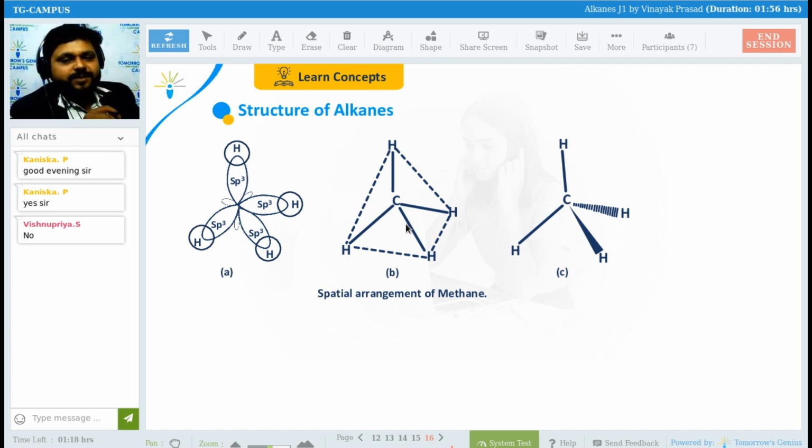So now we are going to see the structures of alkanes. How is the structure of an alkane? You can see the spatial arrangement of methane here: carbon and four hydrogens. Can we say this is square planar, tetrahedral, or a rectangular structure? What do you say about the structure of alkanes? Is it tetrahedral or square planar? Can anyone give me the answer for this question?